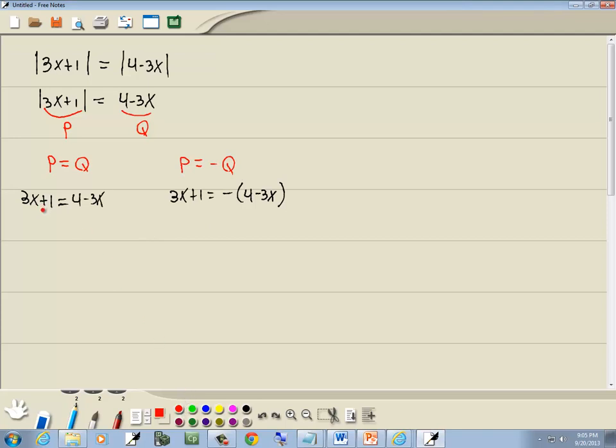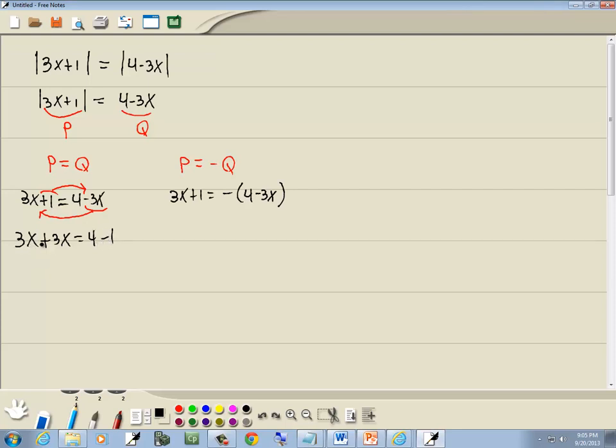Our first step is to get rid of parentheses, don't have any. Second step is to get rid of fractions, don't have any. Third step is to get everything with an x on one side and numbers on the other. So I'm going to take this negative 3x and move it to the left side. And I'll take this 1 and move it to the right side. You take anything across your equals, your sign changes. So the negative 3x becomes a positive 3x. The positive 1 becomes a negative 1.